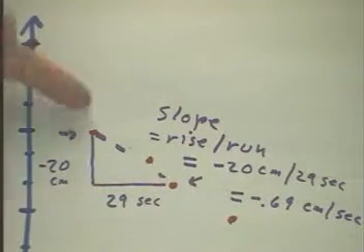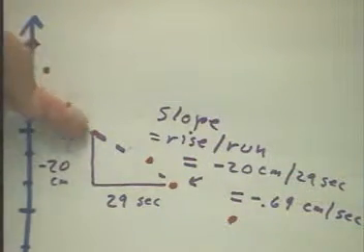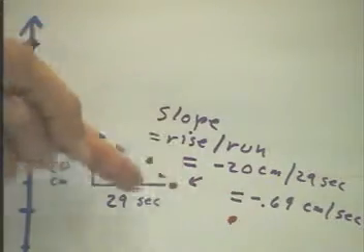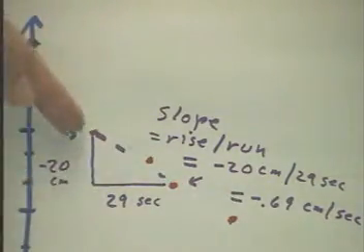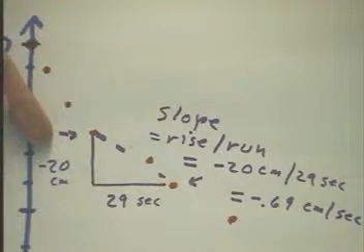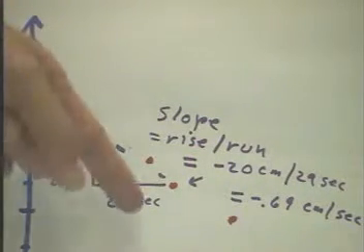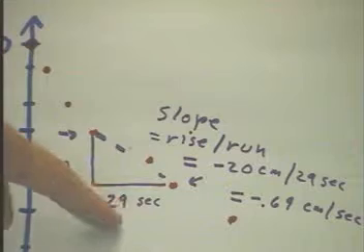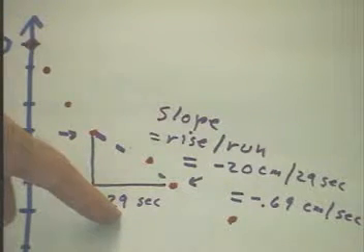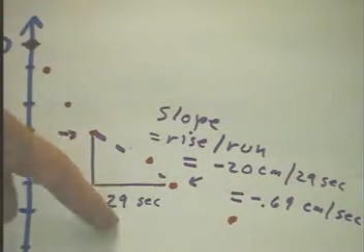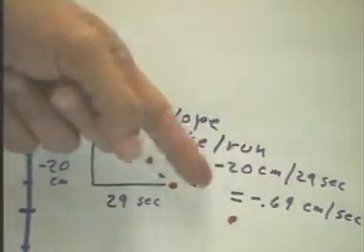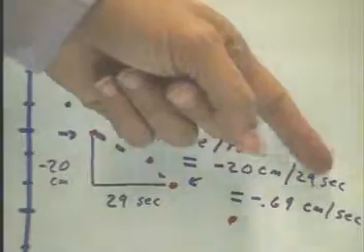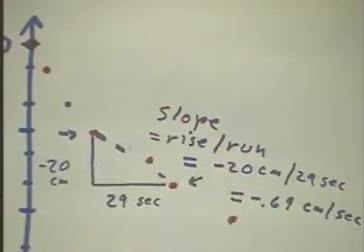Now, of course, the change in the quantity is represented by the rise of the graph from this point to this point, and the 29 seconds is the run of the graph, so that when we divide the change in the quantity, the negative 20 centimeters, by the change in the time, 29 seconds, we're dividing rise by run, which, as we know, gives a slope. The slope is the rise divided by the run. Negative 20 centimeters divided by 29 seconds, or negative 0.69 centimeters per second.